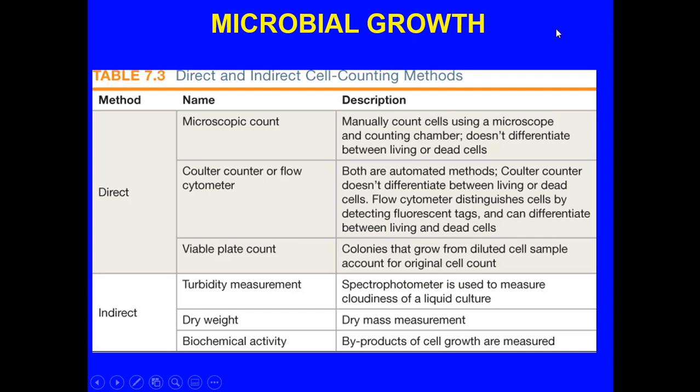So, direct and indirect cell counting methods. Just go over it very briefly. Direct is microscopic count. The problem is it doesn't always differentiate between living and dead cells. Coulter counter or flow cytometer can distinguish cells by detecting fluorescent tags and can differentiate between living and dead cells. Viable plate count: the colonies that grow from a diluted cell sample account for the original cell count. Sounds good. Okay, indirect methods. Turbidity measurement using a spectrophotometer is used to measure the cloudiness of the liquid culture. Dry weight, a dry mass measurement. Biochemical activity, where the byproducts of cell growth are measured.